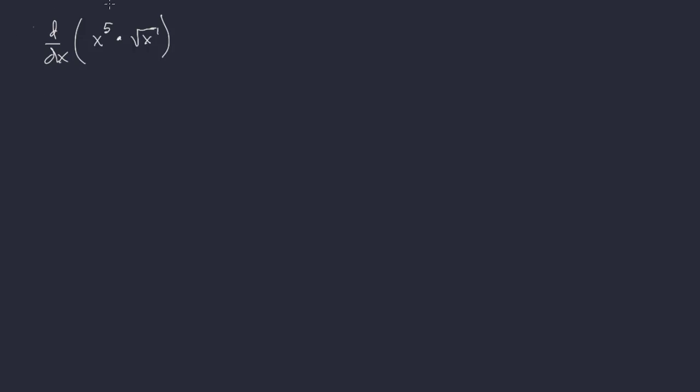Okay, so to apply this to the rules we've already established, the derivative of x to the fifth times square root of x is now going to be, well, it's the derivative of the first, 5x to the fourth, times this second guy left alone, plus the first guy left alone, x to the fifth, times now the derivative of the second guy, which is 1 over 2 square root of x.